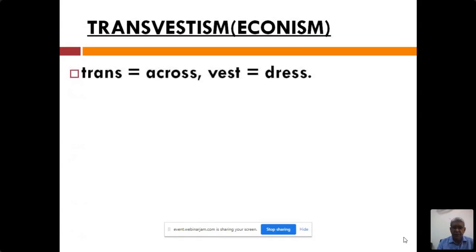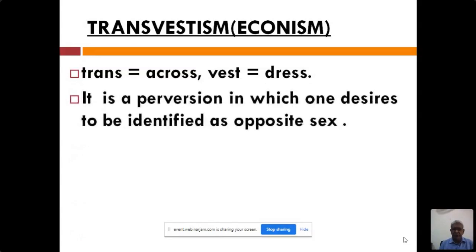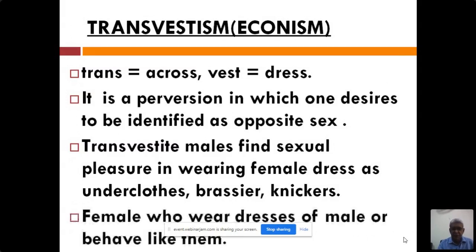Trans means across and vest means dress. This is the perversion in which one desires to be identified as the opposite sex. This is achieved by wearing the clothes of the opposite sex. Transvestite males find sexual pleasure in wearing female dress such as underclothes, brassieres, and knickers. Similarly, there are females who wear the dresses of males or behave like male persons.